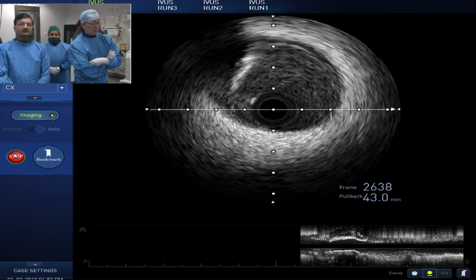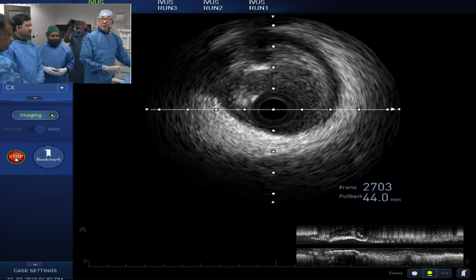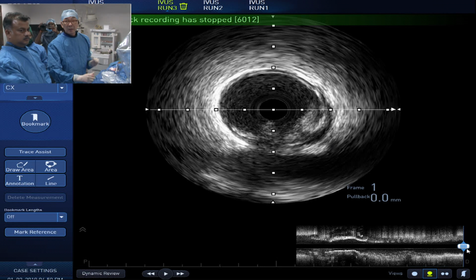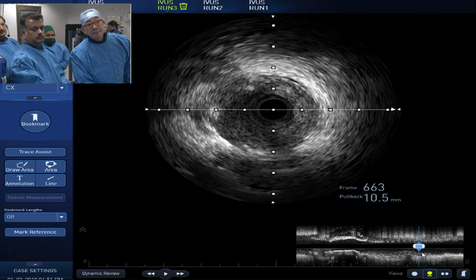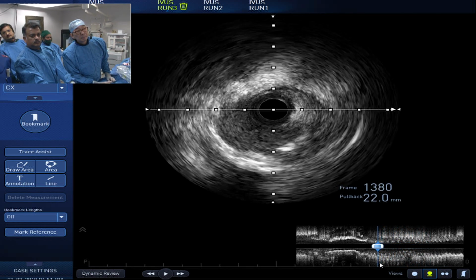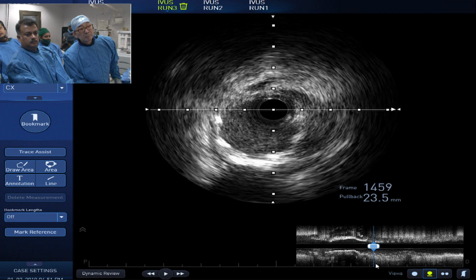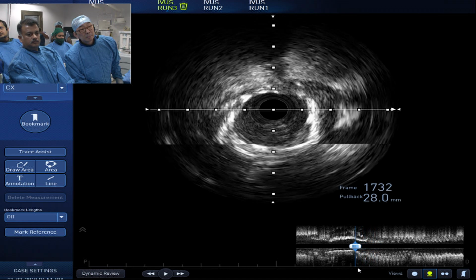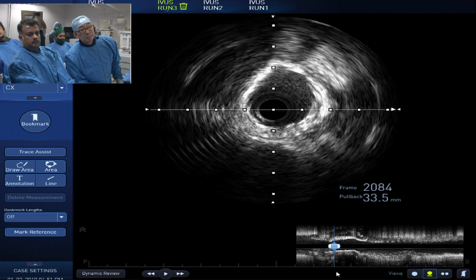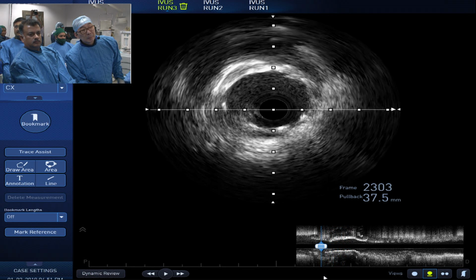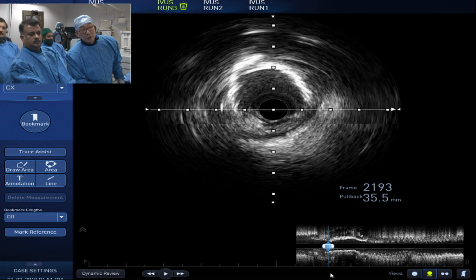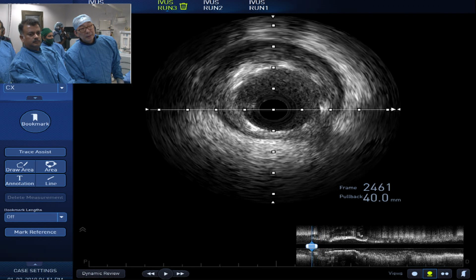Okay, done. Wonderful. So what do you think? Yeah, only one lesion, I'm afraid, is under-expanded. Just a little bit distal from the proximal edge, right? A little bit more. No, the edges look good, right? Edges look good, but the stent doesn't expand well.